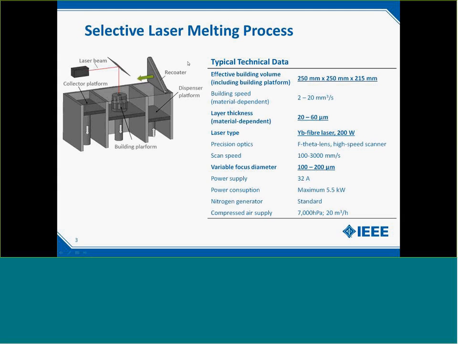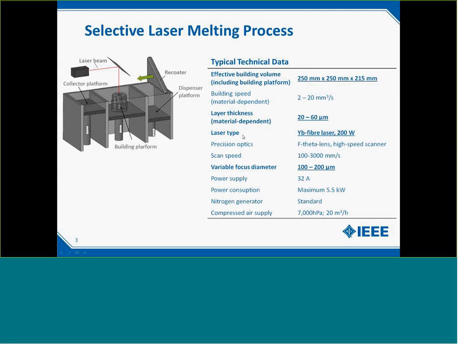An SLM system is characterized by several parameters. Some of them are reported in this table. The relevant ones from an RF point of view are the effective building volume, that is typically around 25 centimeters times 25 centimeters times 21 centimeters, and this somehow defines the maximum part that can be built. Another parameter is the layer thickness, which depends on the material that is used. Typically, values range from 20 to 60 microns.